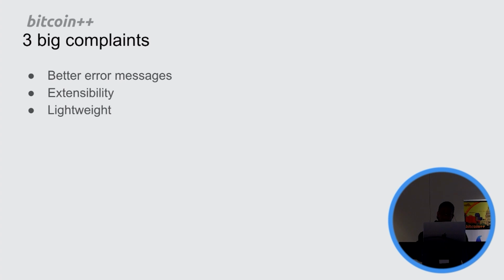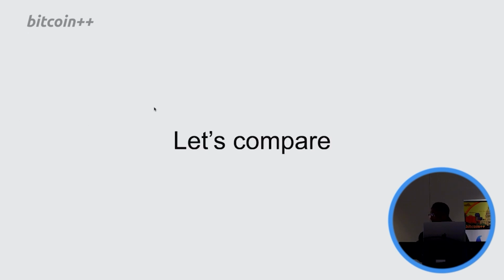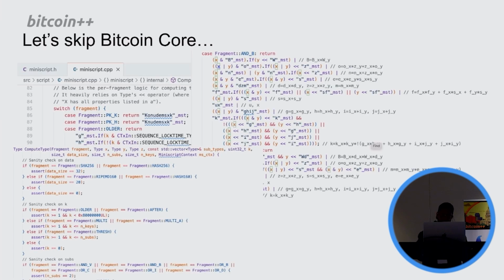So there's three big complaints I have of the tooling as it is today. I'd like better error messages. I'd like it to be a little bit more extensible, or easy to extend, maybe is the better word. And I want it to be lightweight. And I wanted to compare and show you some of the implementations that we have.